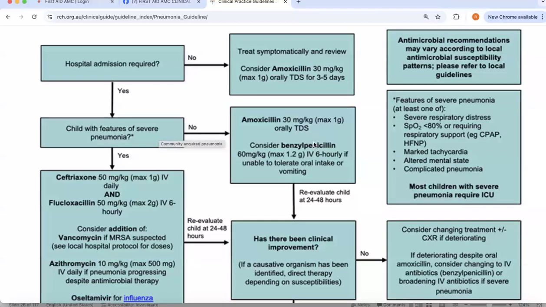Now, if the child is having ongoing vomiting, cannot tolerate oral food, then you have to send the patient to hospital for IV benzyl penicillin. But otherwise, oral amoxicillin or amoxicillin clavulanic acid is the treatment of choice. Okay, so mild to moderate, amoxicillin, but only benzyl penicillin if the child is unable to tolerate oral intake or vomiting.